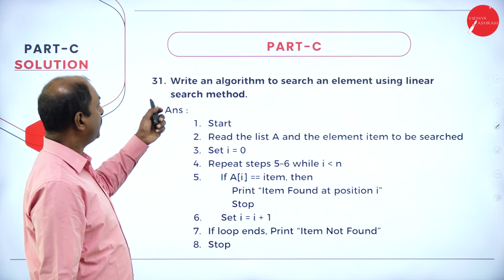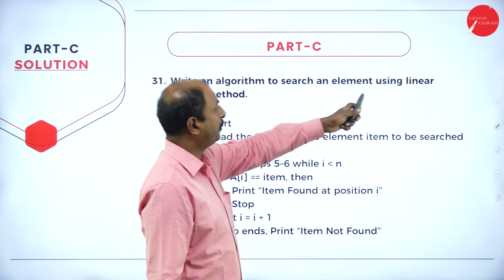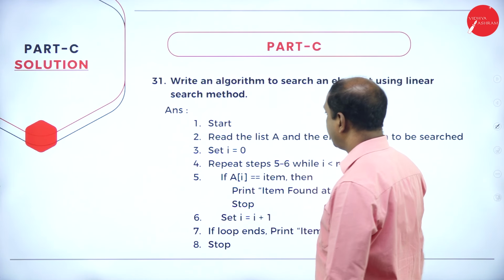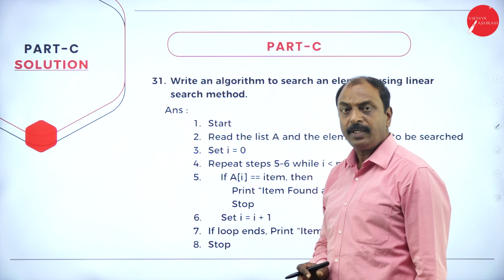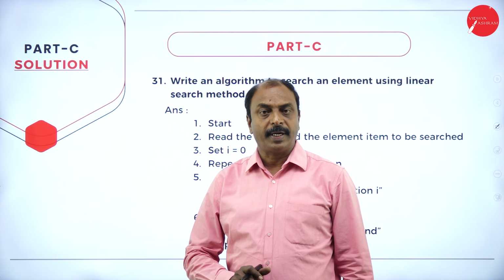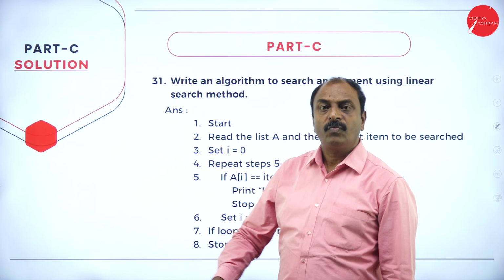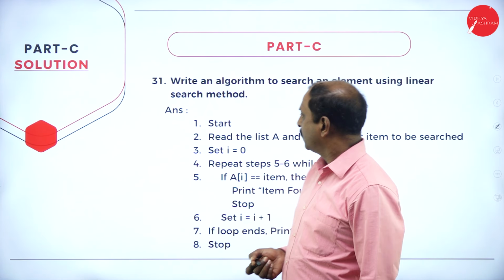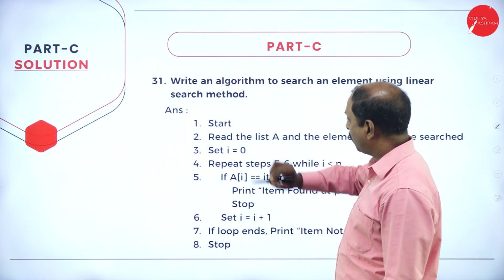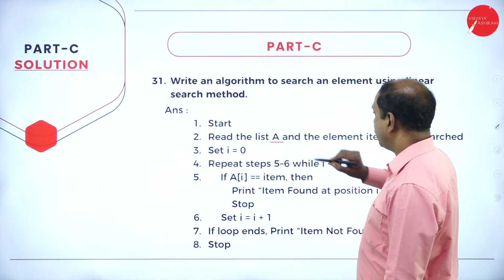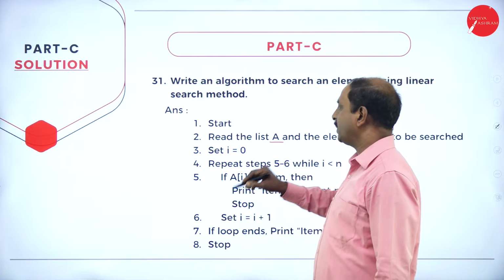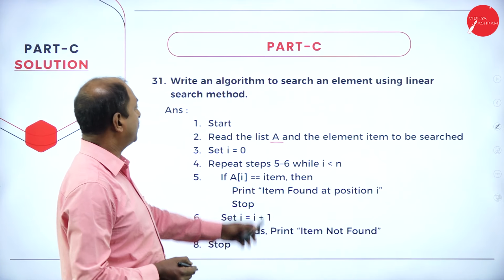Next question is the 31st: write an algorithm to search an element using the linear search method. What is the linear search method? Here we have to search for an element from the beginning of the list. So we compare the search element with all the elements from the beginning till the end of the list. That is linear search. Accordingly, the algorithm goes like this. Step one: start, read the list A, where A is the name of the list, and the element item to be searched.